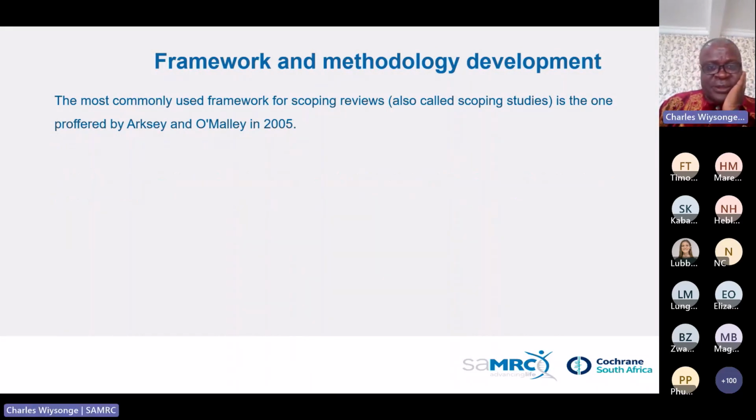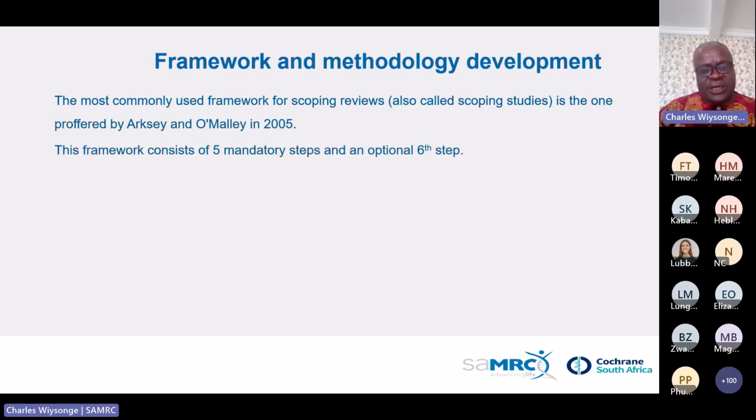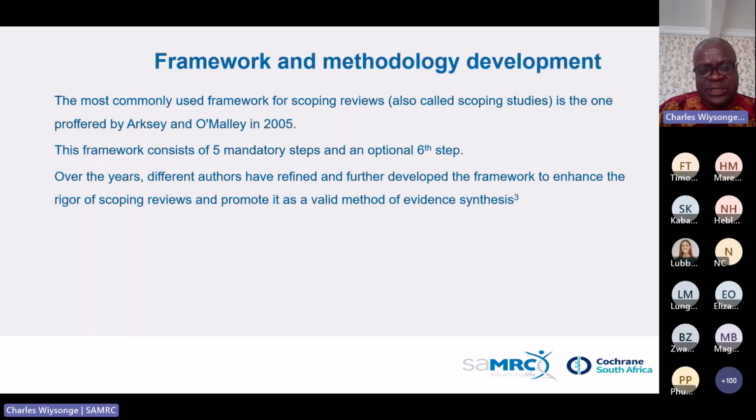The most commonly used framework for scoping reviews is the one proposed in 2005 by Arksey and O'Malley. This methodology proposes 3 mandatory steps and has a 6th optional step. Over the years, different authors have refined and further developed the framework to enhance the rigor of scoping reviews and to promote its use as a valid method of evidence synthesis.